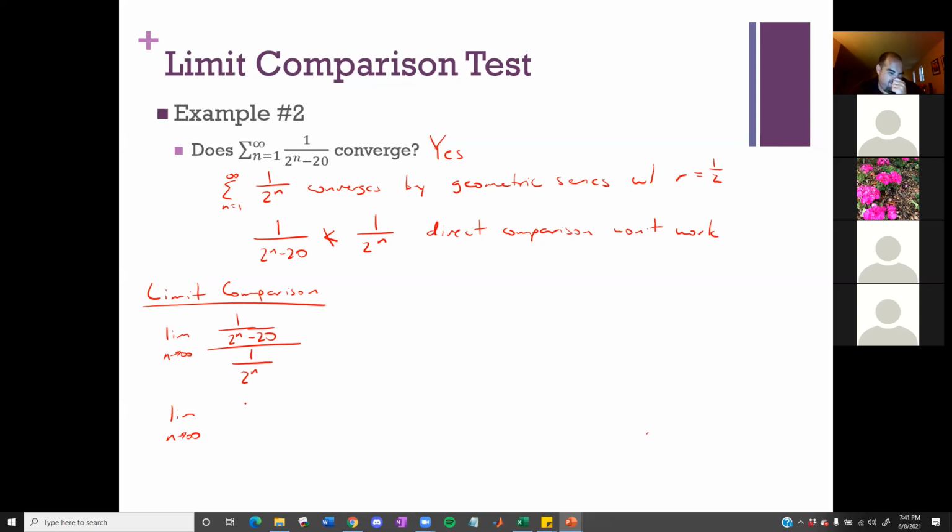Because basically, we want our terms to be positive, and we want our limit to be positive. So let's look at both of these and hopefully that'll illustrate why it does not matter which way we do this. I got 2 to the n over 2 to the n minus 20, and this one's going to be 2 to the n minus 20 over 2 to the n. Hopefully you see that both of these go to 1.